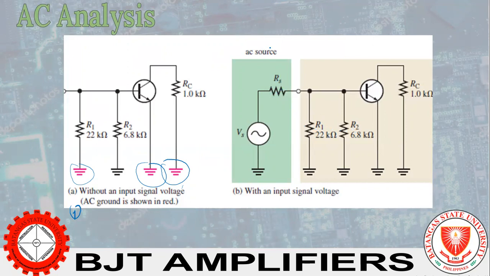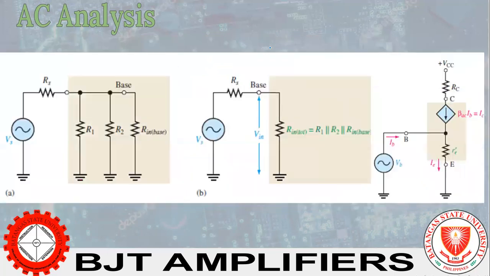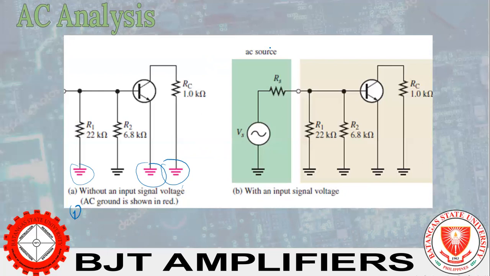There are computations and formulas that we will use for our AC analysis. Later, we will get the R input. Okay? So, in AC analysis, the AC ground and the actual ground are treated as the same point electrically. Same point electrically, so they are the same. The AC ground and the actual ground, our sources.